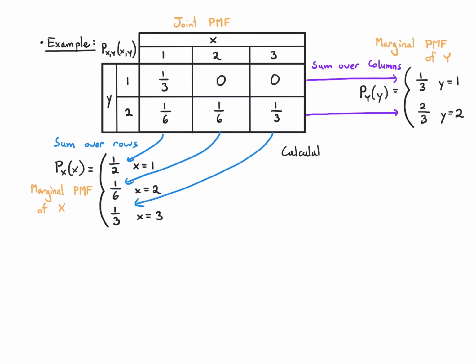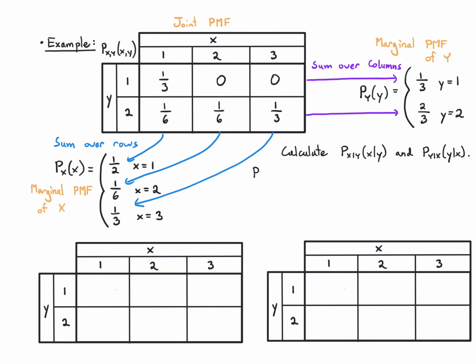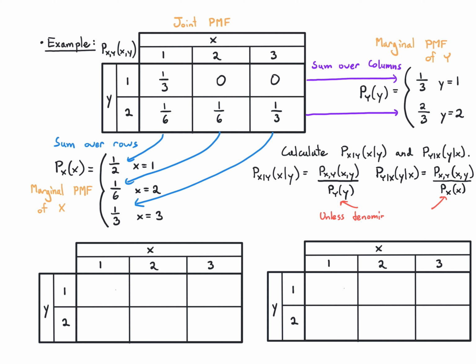Okay, let's come back to this example. And what we want to do in this example is calculate the conditional PMFs. That's our only job. We had this example in the last video, and we're going to write these as a table. I'm just going to remind you that the conditional PMF of X given Y is just the joint PMF divided by the marginal of Y, and the conditional PMF of Y given X is just the joint PMF divided by the marginal of X. Now, these are only going to be valid when the denominator is non-zero.